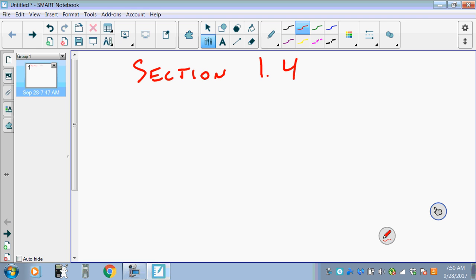1.4, number 1. So solve for D in terms of C, E. So it's C minus E equals F. Okay, and they want you to solve for D. Okay, so they say solve for D in terms of C, E, and F. What that means is that you need to get D by itself. So you want D on one side of the equal sign and everything else on the other.